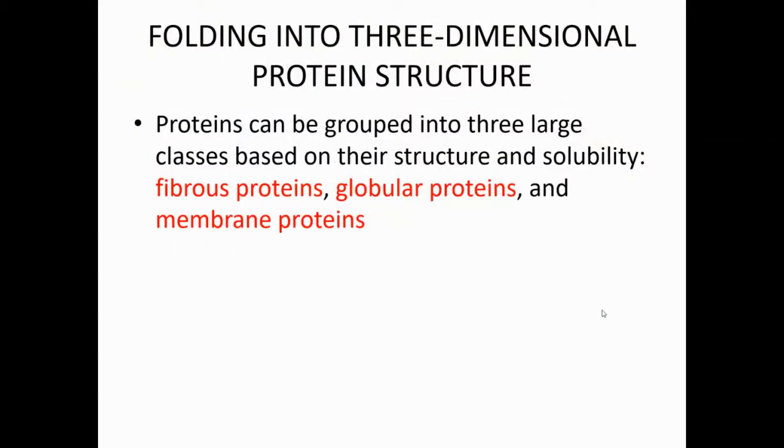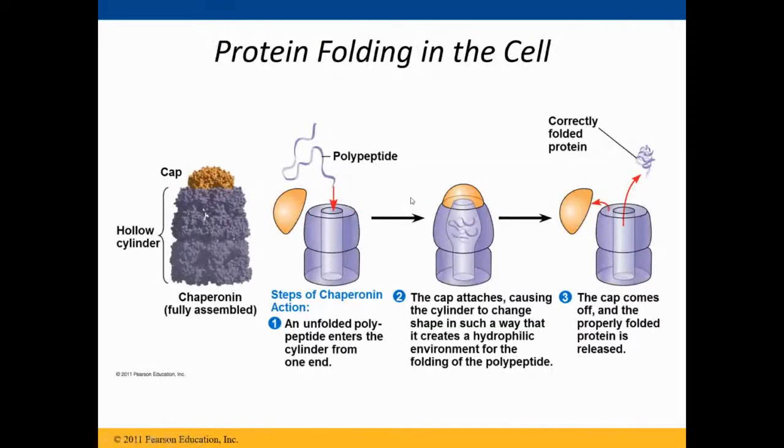Okay, so basically we just discussed the amino acids and also the protein structure. And now we want to discuss protein structure a little bit further. We know proteins can be grouped into three large classes based on their structure and solubility: fibrous proteins, globular proteins, and membrane proteins.